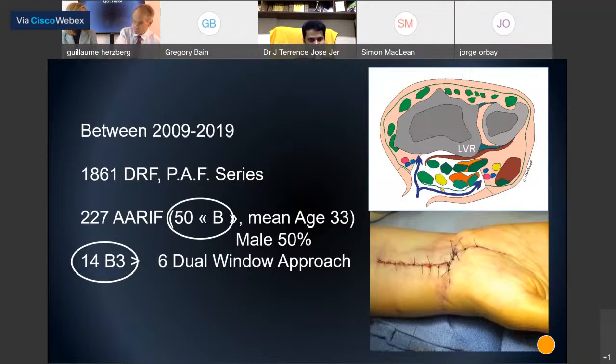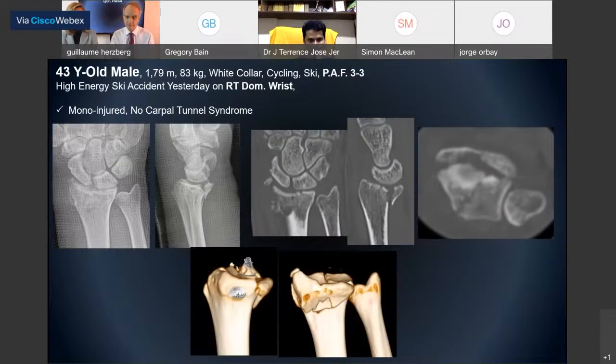So now we have two cases. So please think of this case, Marion. Yes. As you can see, he's a young man, white collar. He's already 40, cycling, skiing. He has high functional needs, what we call PAF PIF 3-3. This is a classification describing the patient, the accident, and the fracture. So this patient has high functional need and no comorbidities.